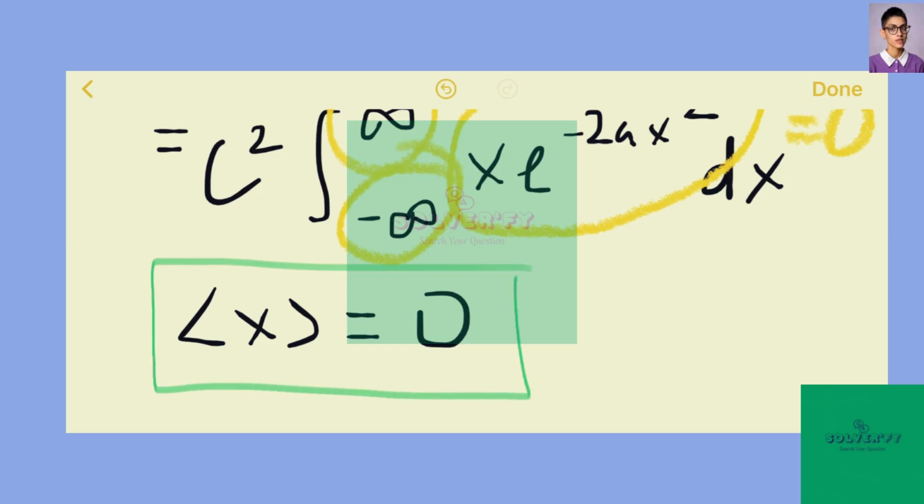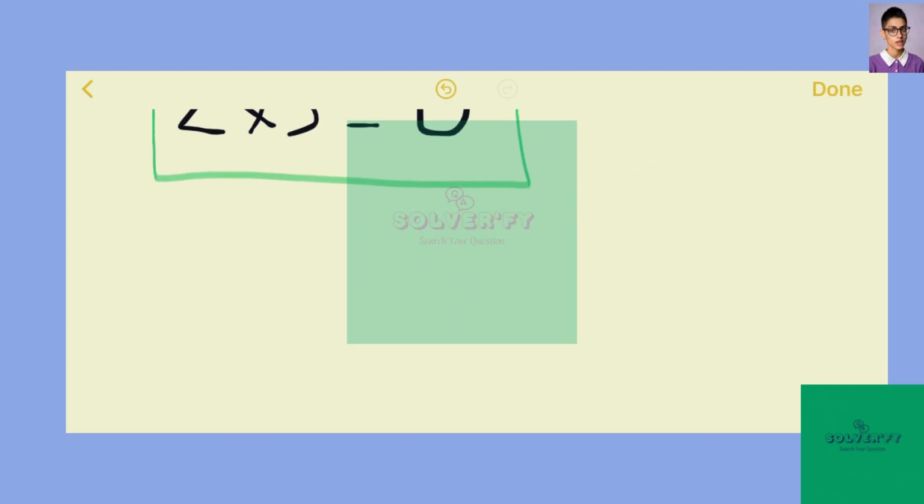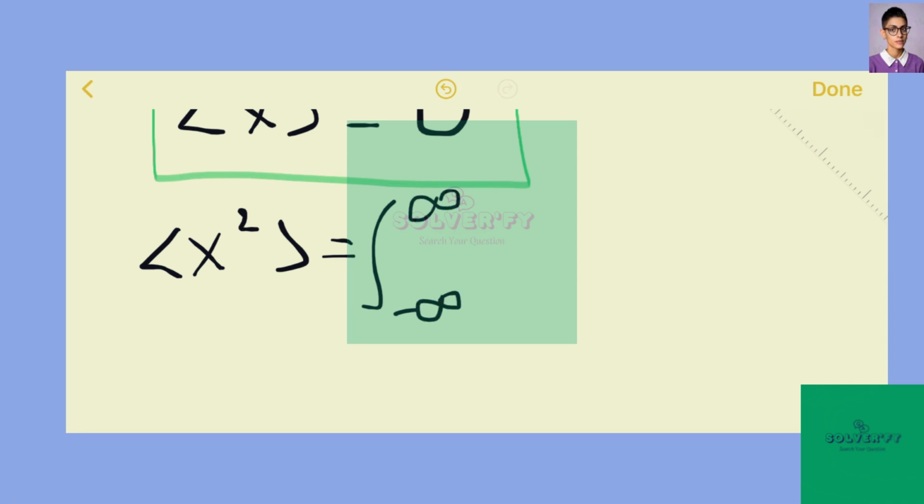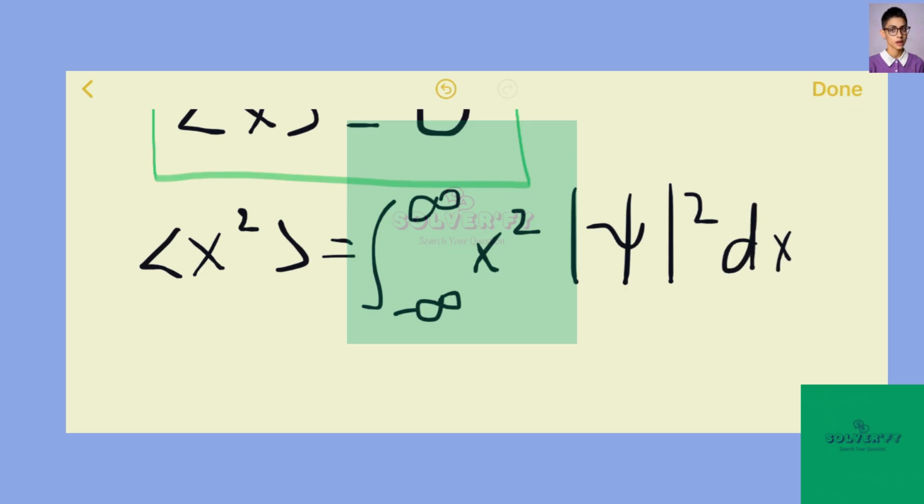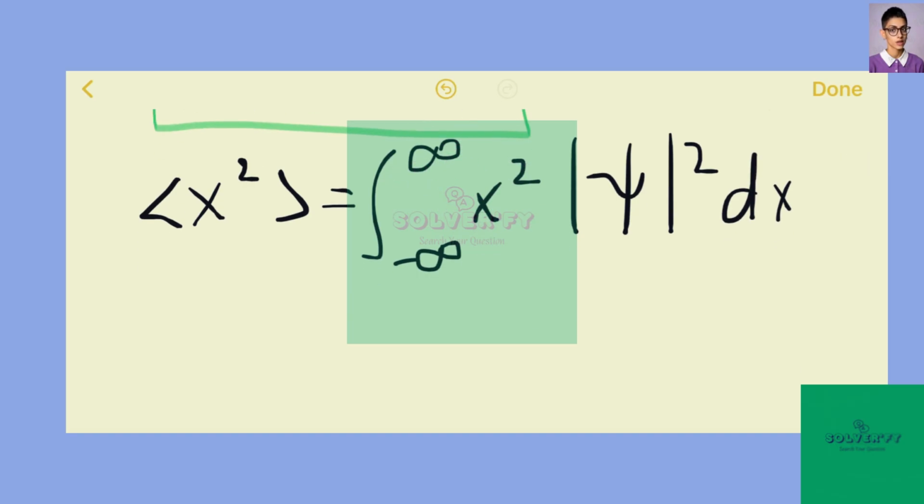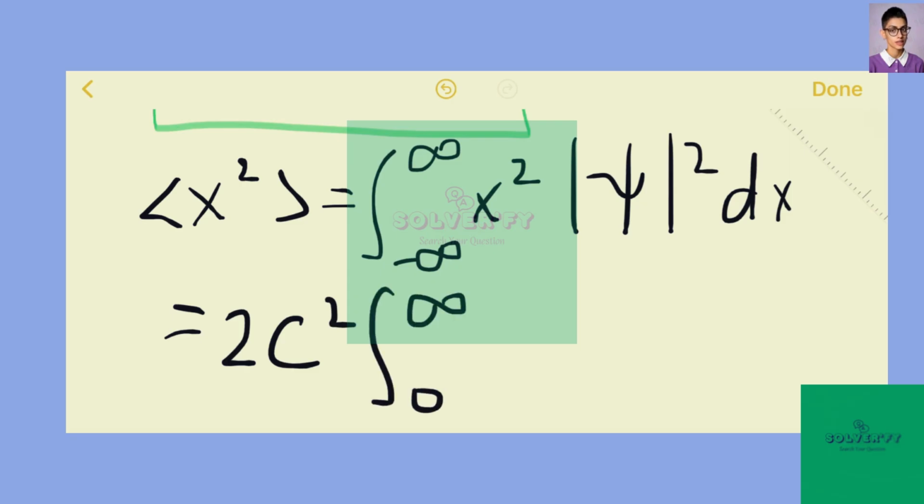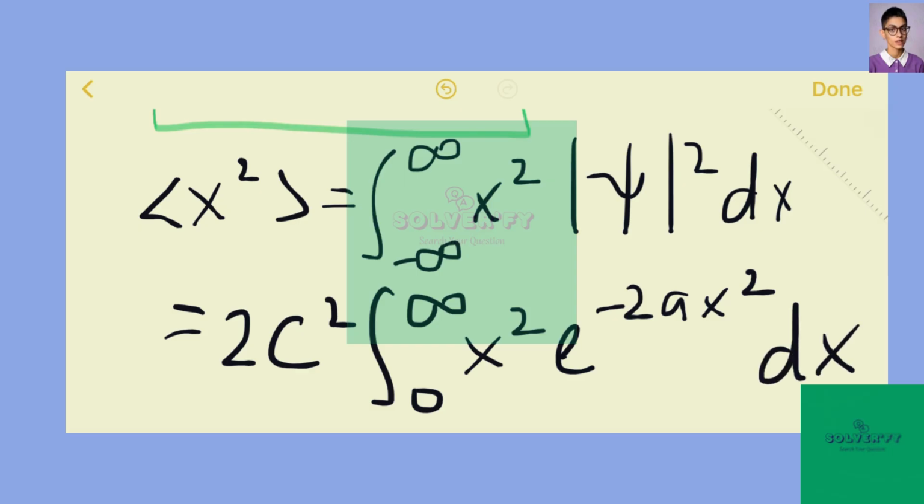Okay, now the expectation value of x squared is equal to the integral from negative infinity to infinity of x squared mod psi squared dx. So we can double the integral and do it from 0 to infinity, since the hint integral they gave us is from 0 to infinity. So this is equal to 2 times c squared, the integral from 0 to infinity of x squared, and then mod psi squared is e to negative 2 a x squared dx.